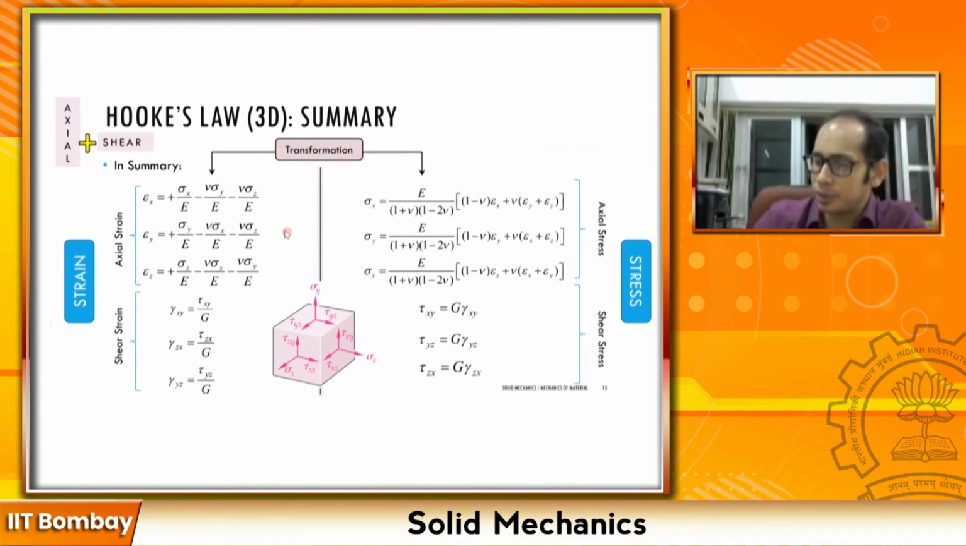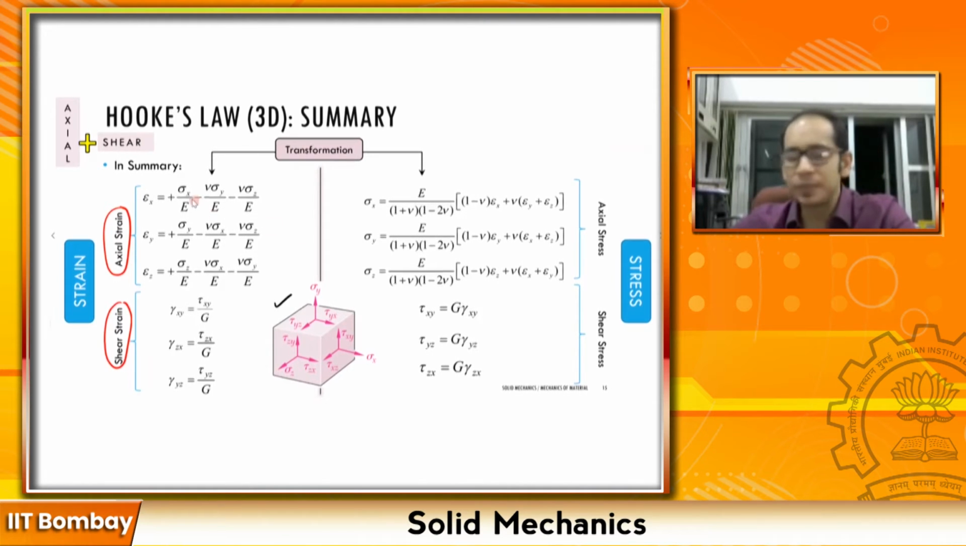The first set of formulas that you see over here are the axial strains, which we just derived. The second set of formulas that you have over here are the shear strains. Remember, gamma xy equals tau xy divided by G, gamma xz equals tau xz divided by G, gamma yz equals tau yz divided by G. And all of these relate to this generalized state of stress over here.